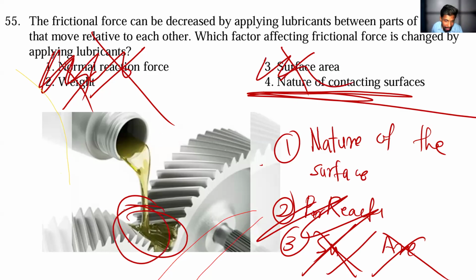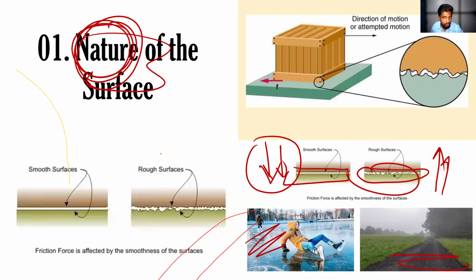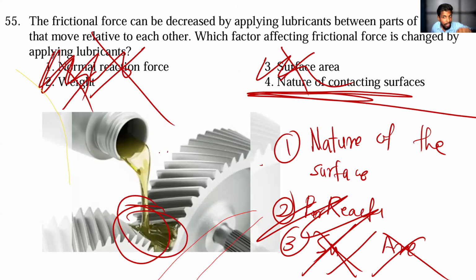By applying the oil, we are changing the nature. Earlier it was rough. Now after applying the oil, it will become smooth because the two surfaces will easily slip. You are familiar with that one, right? There's nothing to explain there. Okay.